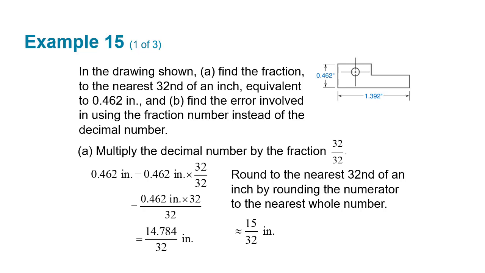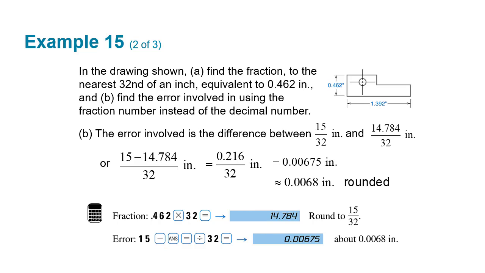Because remember, if we multiply by 32 over 32, we're just multiplying by 1. So this is still the exact same measurement. We've just changed how it looks. And so now all we have to do is round that to the nearest whole number, and 14.784 is closest to 15. So 0.462 is closest to 15 32nds on our rule. If we had to use a rule to measure that out, we would measure it to 15 32nds.